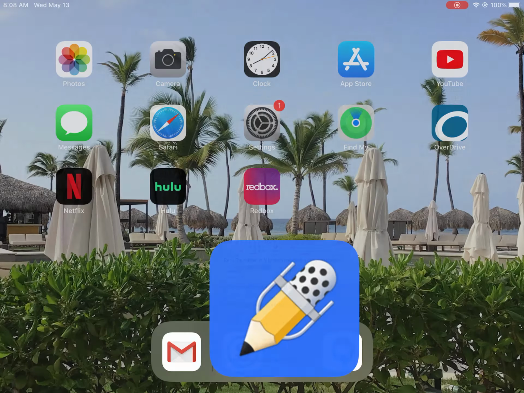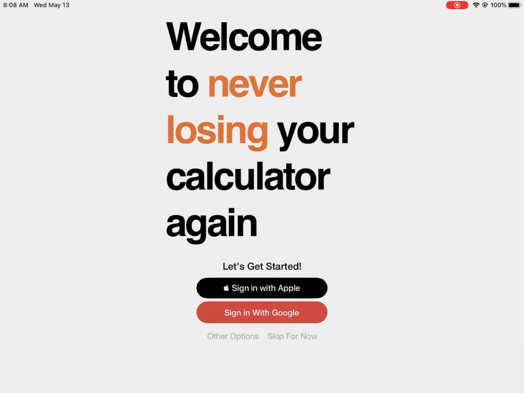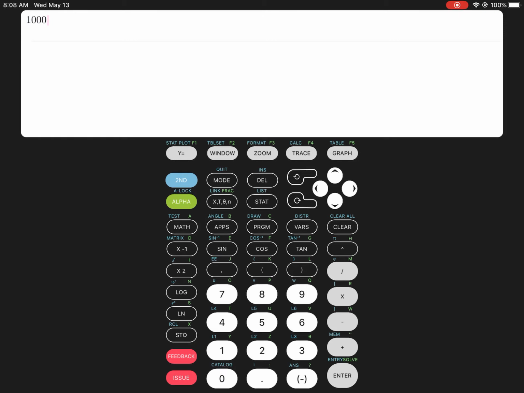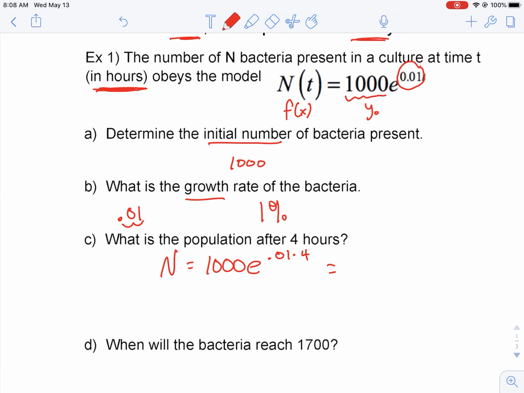All right, so we need to go to our calculator, open that up, and we're going to do 1000, second ln gives us that e to the 0.01 times 4. If you have an older calculator, you're going to have to put that 0.01 times 4 in parentheses, if you get that little caret symbol, or like it looks like part of an arrow. And then I hit enter, and now we'll just round to the nearest whole number, 1041. So now the bacteria is 1041.